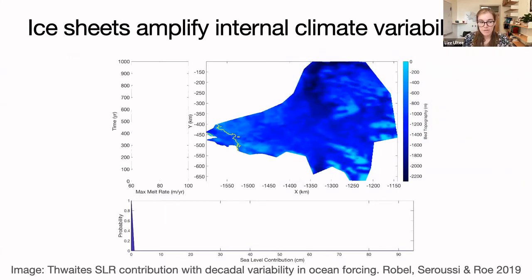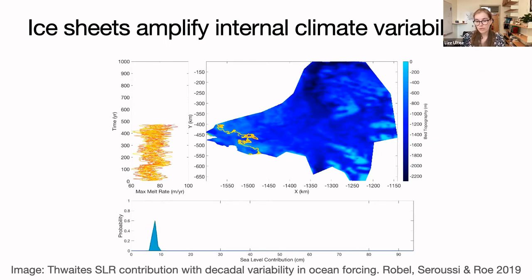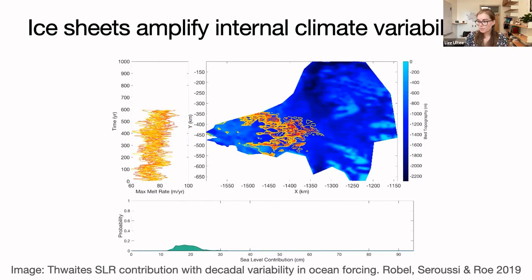amplify internal climate variability. And so here is a video from a recent paper by Robel, Sarusi, and Rowe, showing the anticipated sea level rise contribution from Thwaites Glacier given decadal variability in ocean forcing. And what you see moving across the bottom is a probability distribution of global mean sea level rise contribution from this glacier, changing over time.